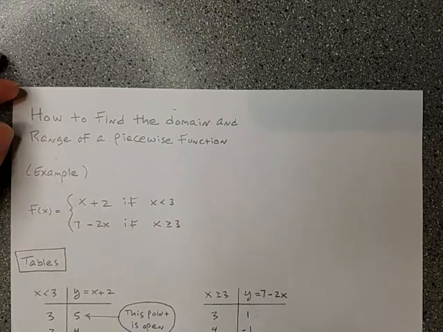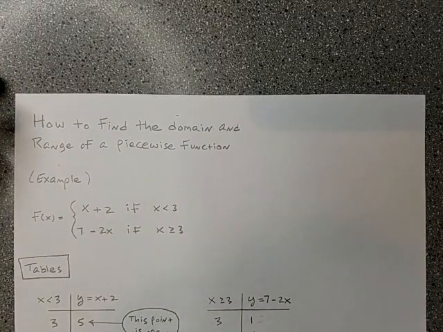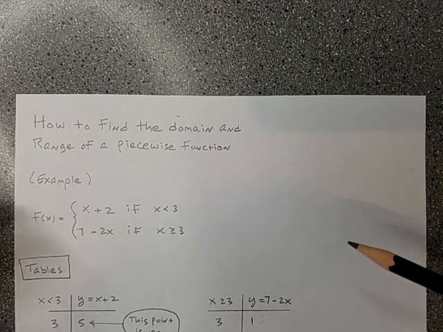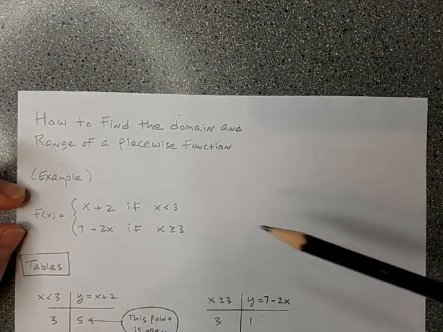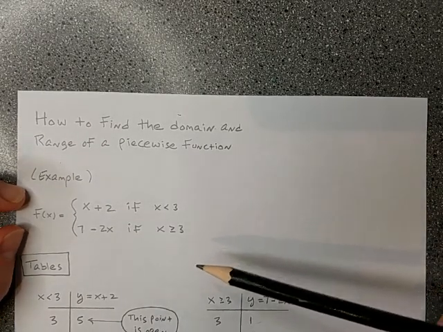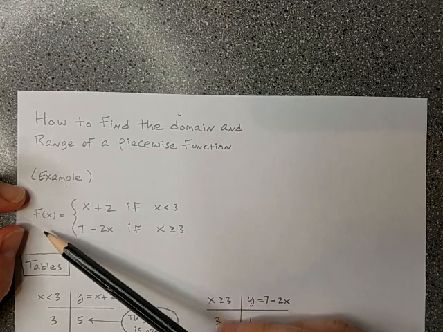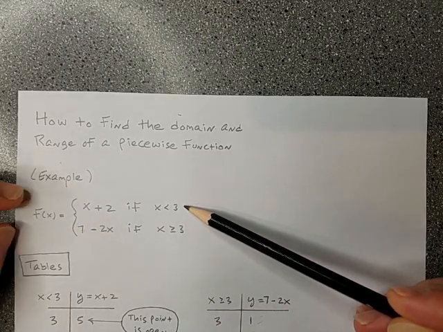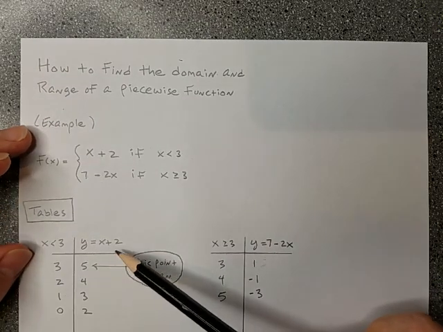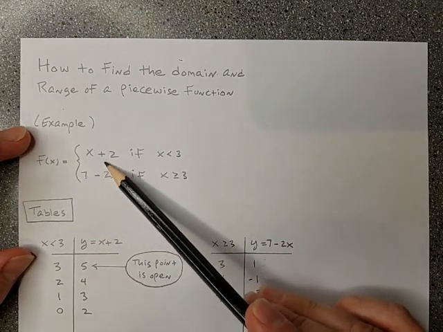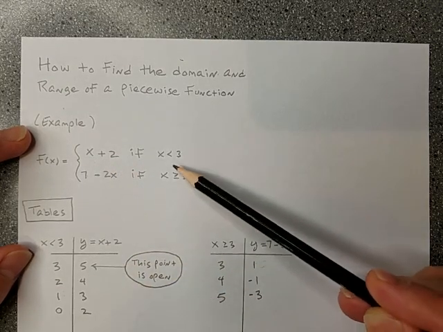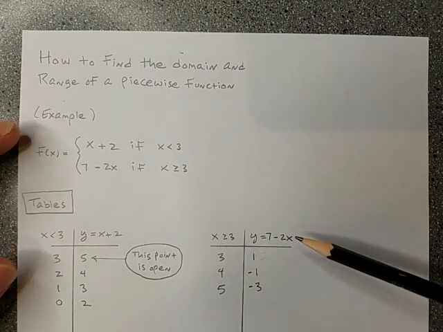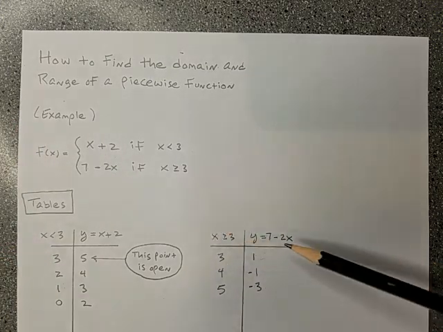All right, so here we go with how to find the domain and range of a piecewise function. I've already made a video about how you take a piecewise function, which is something like this, where we figure out what y is depending on what we put in for x. If we put in a number less than 3, we find y by x plus 2. And if we put in an x more than or equal to 3, we find y by this other formula, 7 minus 2x.